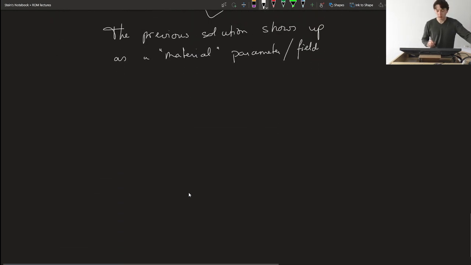Okay, so let's make this a bit more specific and let's go back to our previous examples, right? Our material nonlinearity and our geometric nonlinearity. And we start with the material nonlinearity.